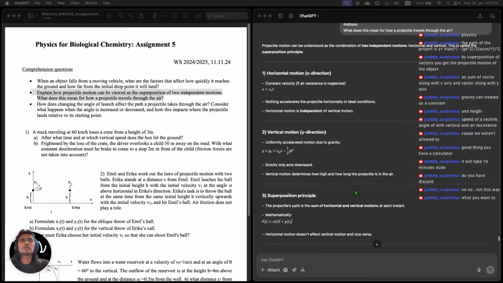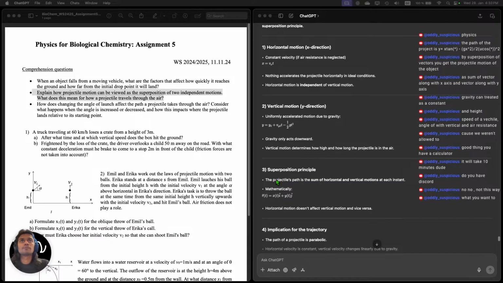Superposition. The projectile's path is a sum of horizontal and vertical motions at each instant. Mathematically, the r vector with respect to time equals x i vector plus y j vector. Horizontal motion doesn't affect vertical motion and vice versa, okay?